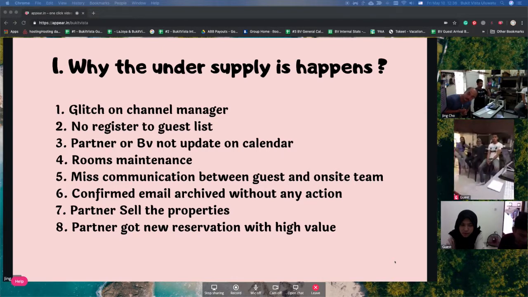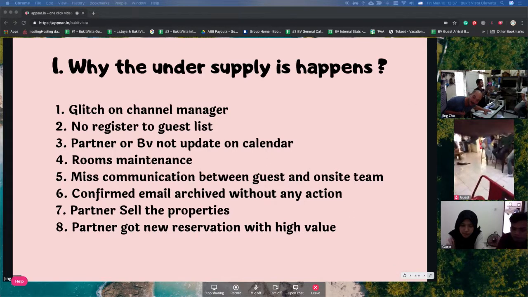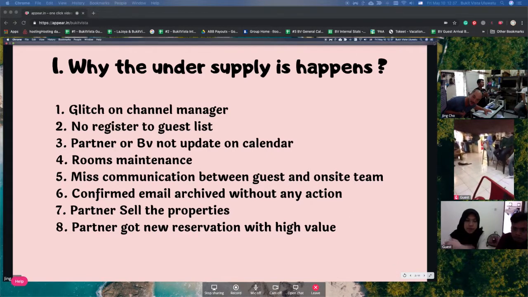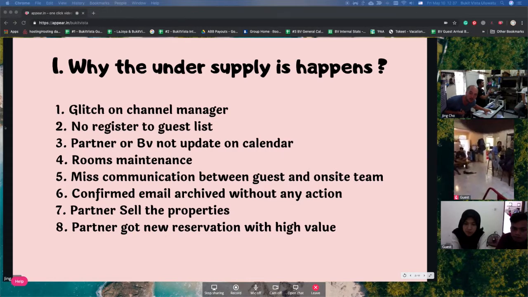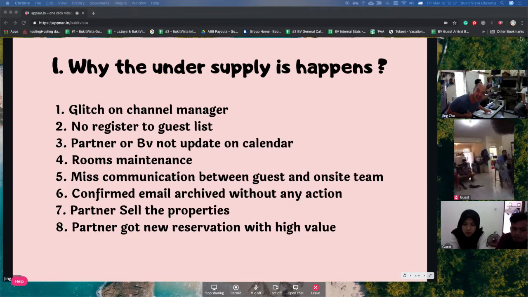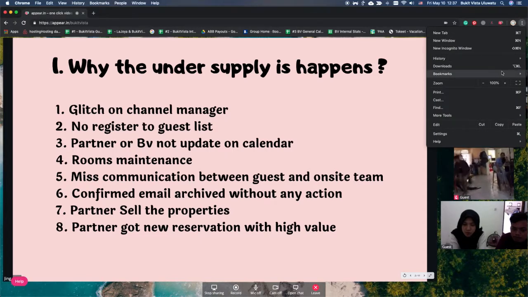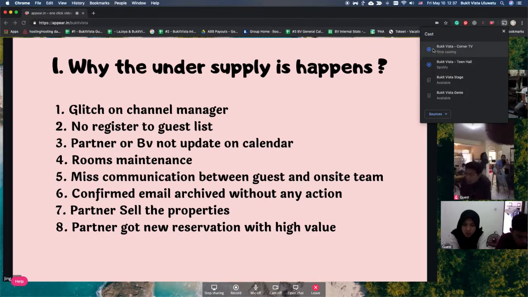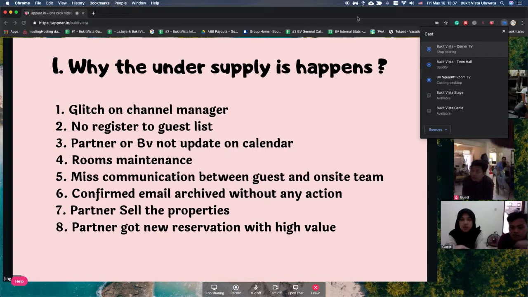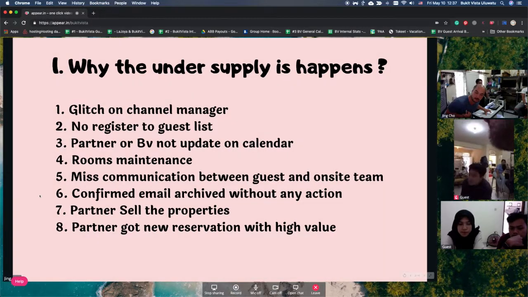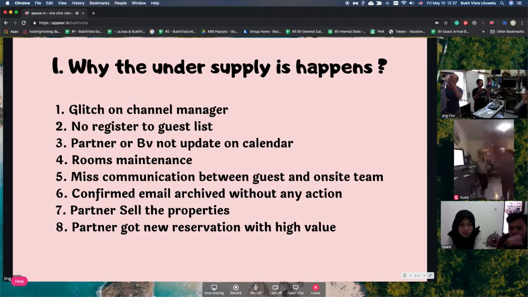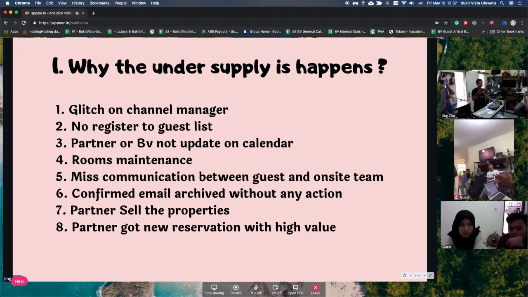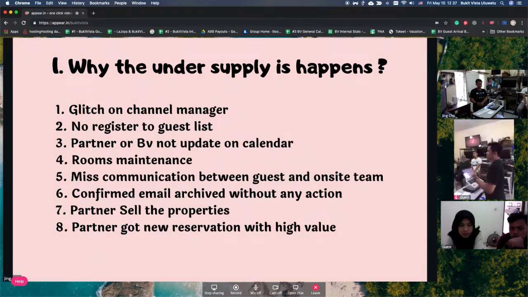So we already confirmed the guest to the owner, that we have guests on this date and this date, and then the owner got a new reservation, a new guest with the highest value. So they take the highest value and then kick out our guests. I think that's not a very good thing when you have a relationship. So we have to be very fair and transparent, and it's not just about the money, but you have to have a good relationship with the owner and partner.